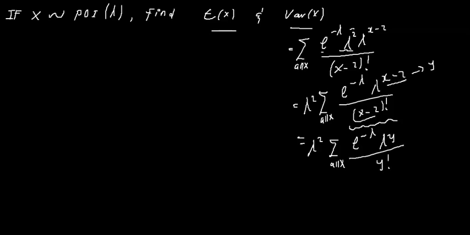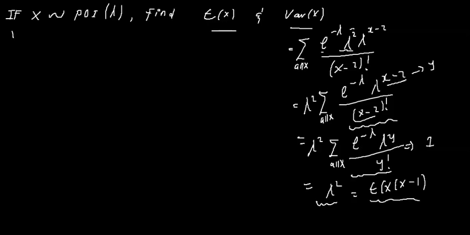Y factorial. So if you notice, this is simply the Poisson distribution, and any distribution summed is just equal to 1. So what we're going to remain with is just lambda squared, like that. Because lambda squared will be multiplied by 1, and we're going to remain with lambda squared. So lambda squared is this expected value. So now we have all what we need to compute the variance.